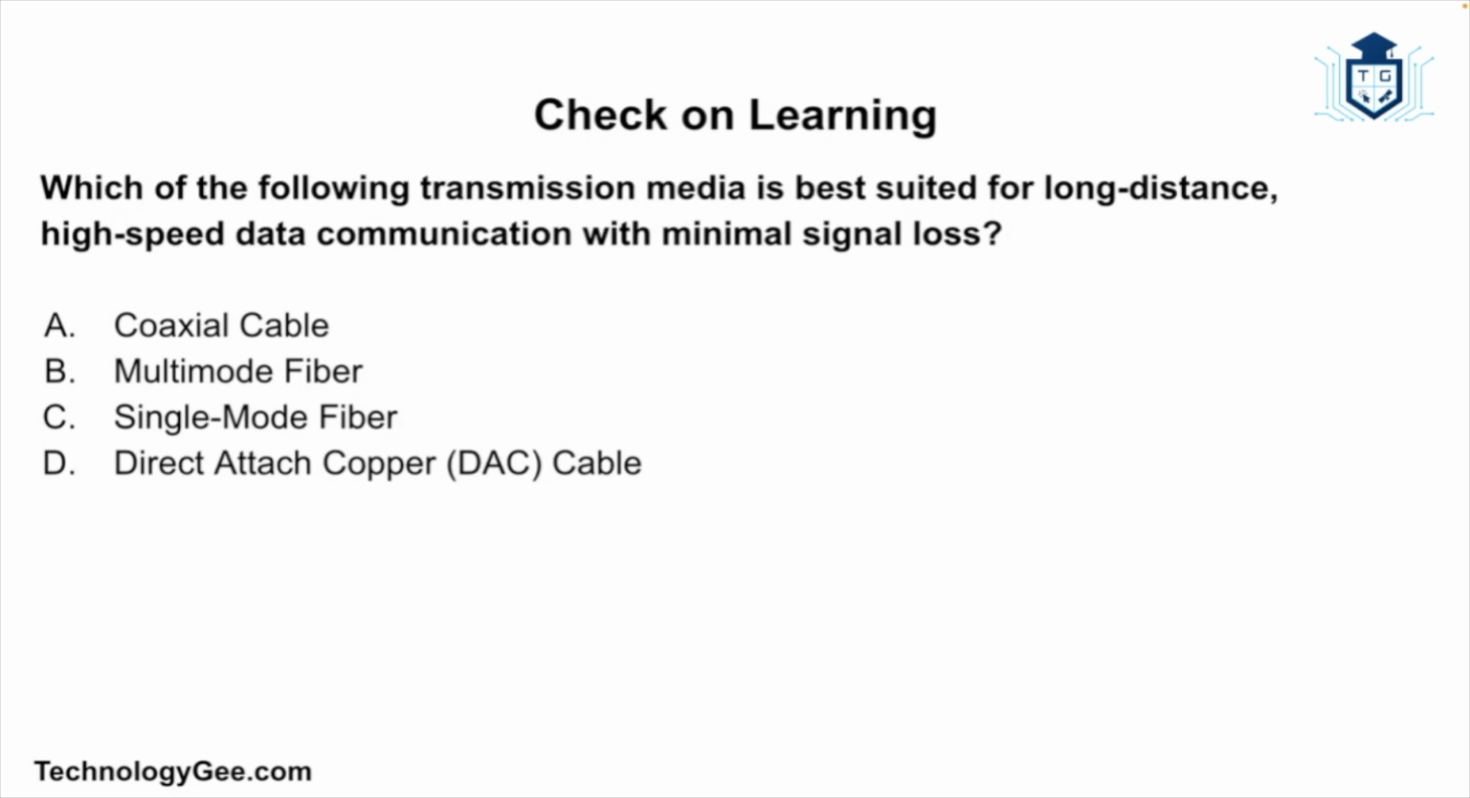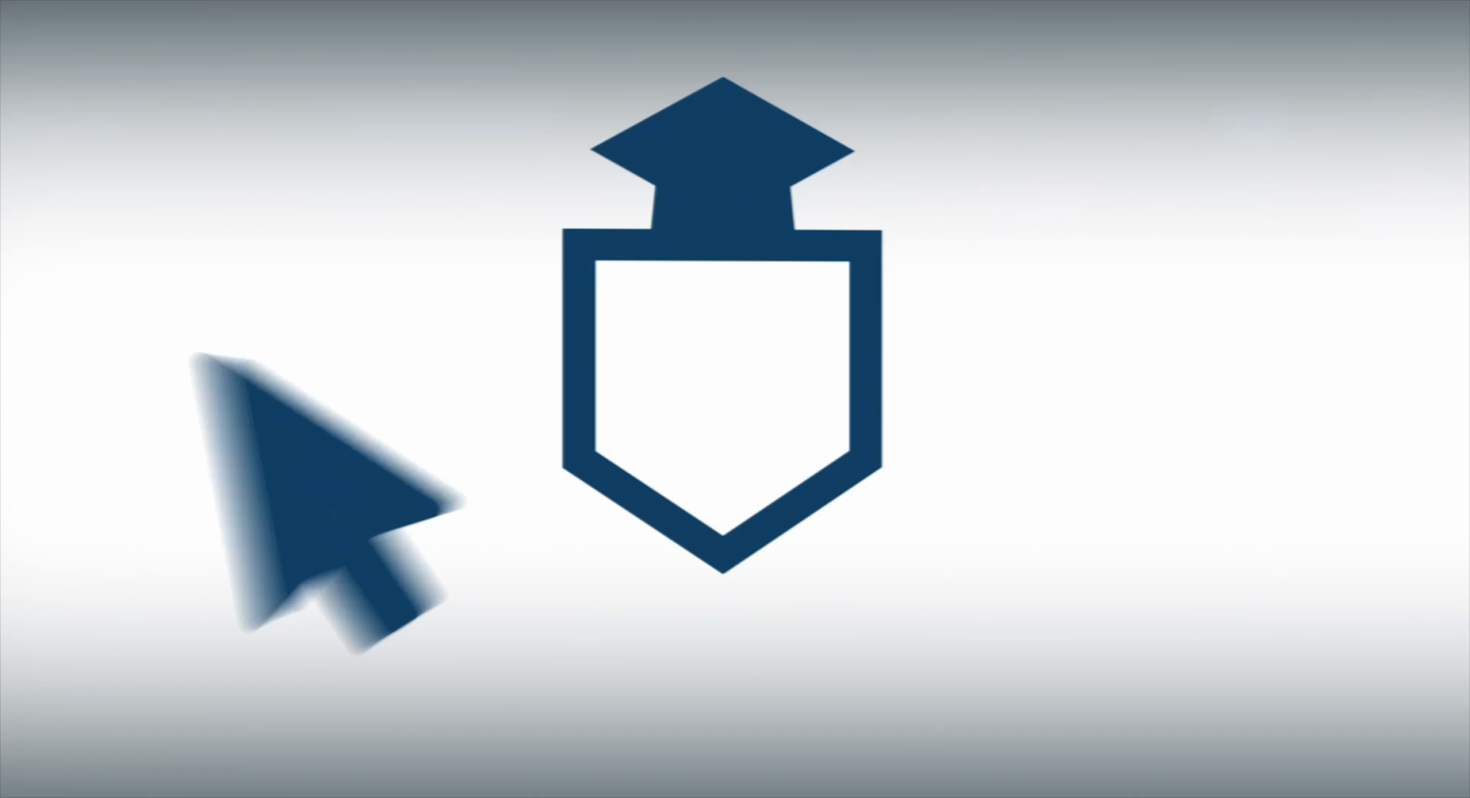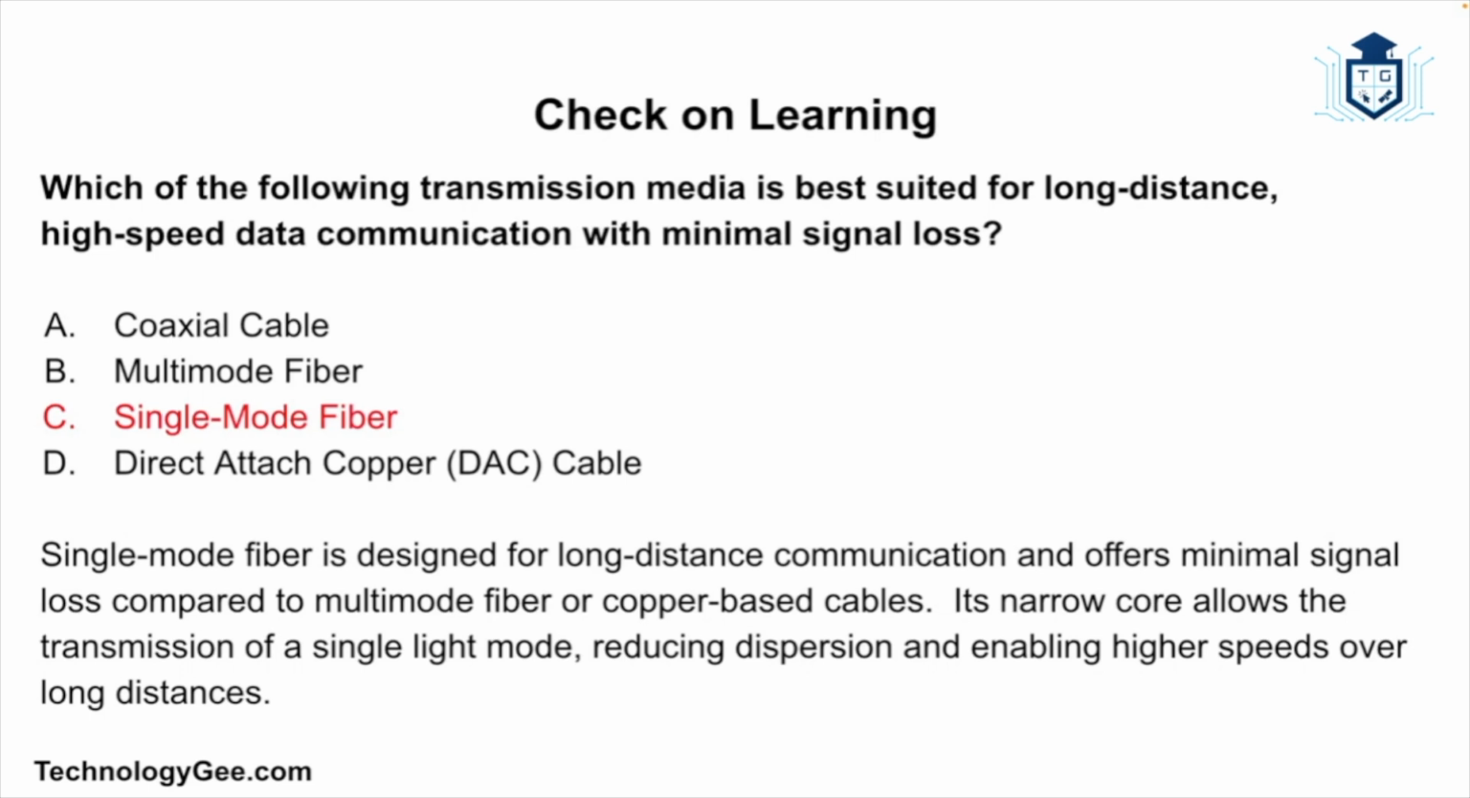The first question is, which of the following transmission media is best suited for long distance, high-speed data communication with minimal signal loss? Would this be a coaxial cable, a multi-mode fiber, a single mode fiber, or a direct attach copper cable? And the correct answer is single mode fiber. Single mode fiber is designed for long distance communication and offers minimal signal loss compared to multi mode fiber or copper based cables. Its narrow core allows the transmission of a single light mode, reducing dispersion and enabling higher speeds over long distances.